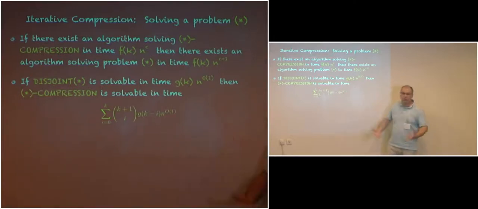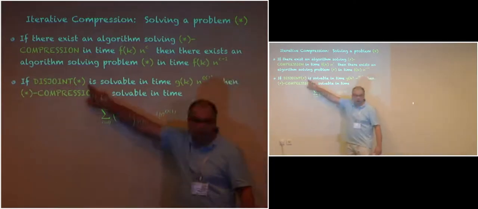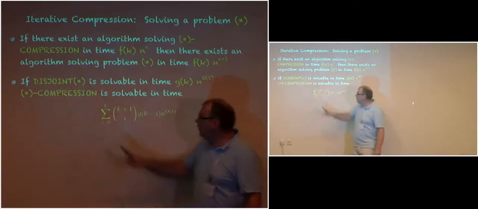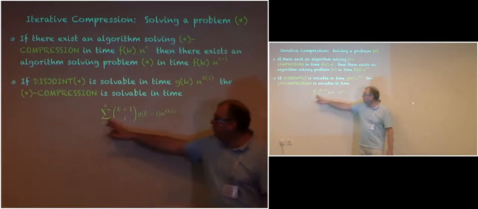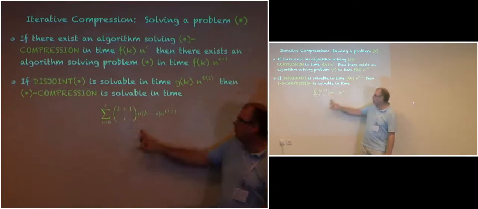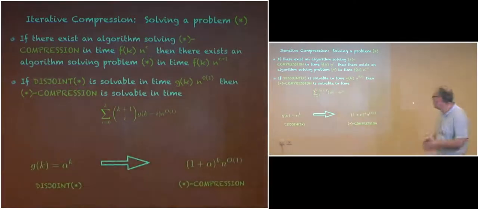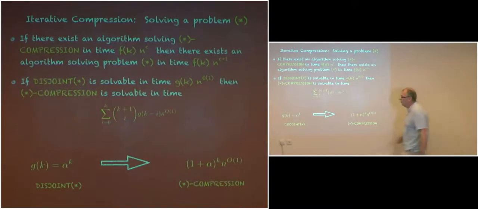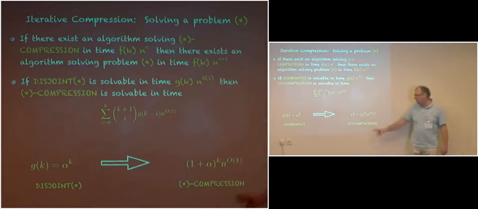Now, in order to solve the compression version of my star problem, the only thing I have to do is solve the disjoint version of the problem. The running time will be: I do all 2 to the k guesses, so I go through all possible subsets, and then I run the disjoint version on a smaller instance. In particular, if I am able to solve my disjoint star problem in time alpha to the k, then I am able to solve compression star in time 1 plus alpha to the k.